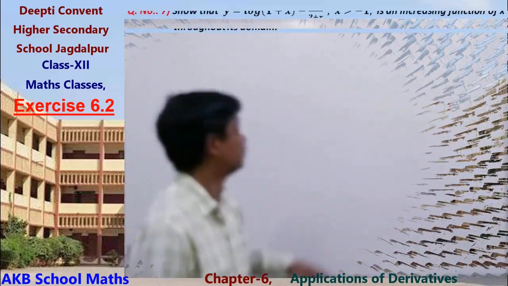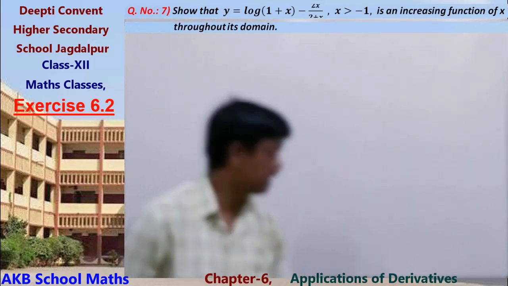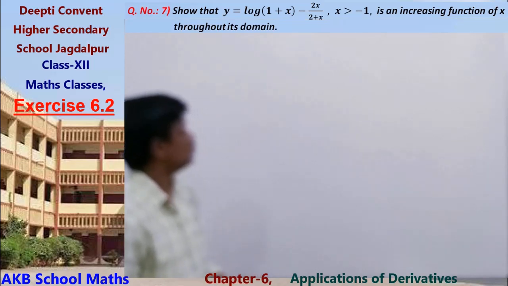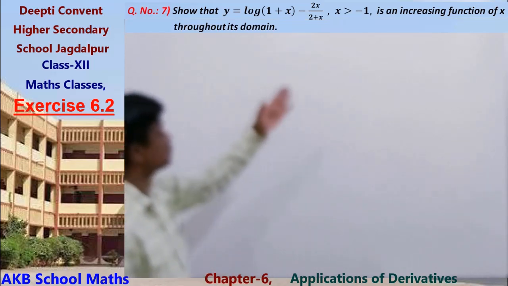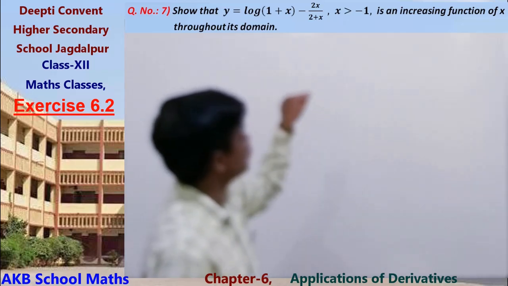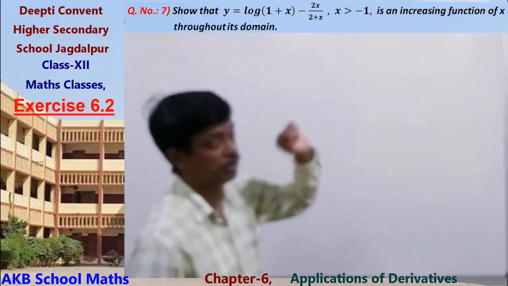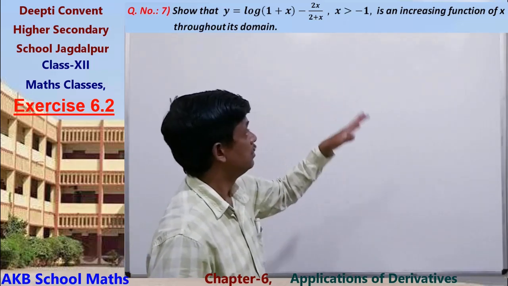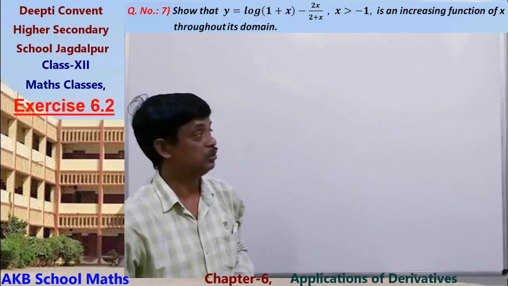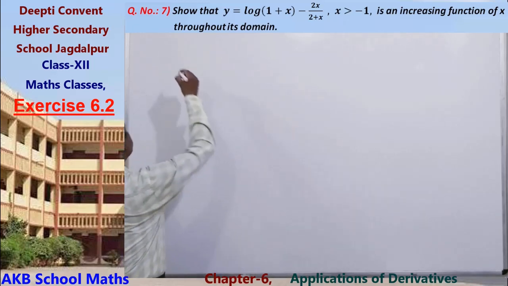Take another question. Question 7 of exercise 6.2. Here, show that the function f(x) equals log(1 plus x) minus 2x by 2 plus x, for x greater than minus 1, is an increasing function throughout its domain. Okay, so let us solve it.